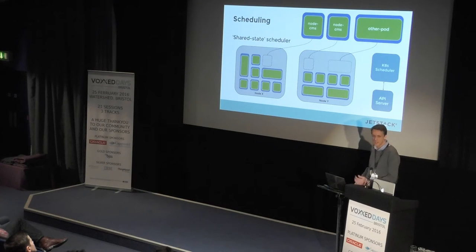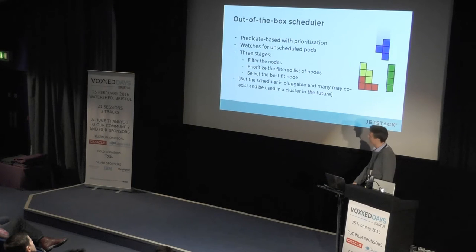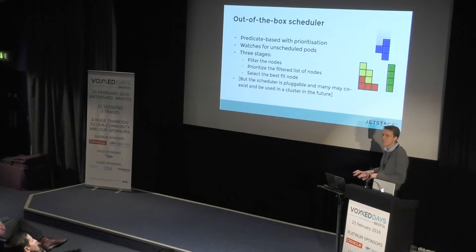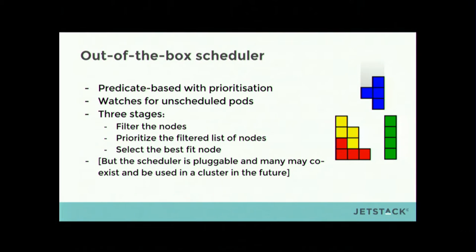It's going to make a decision about where to land this. There's an out-of-the-box scheduler. It's effectively sort of predicate-based with prioritization. Basically, it first of all has a set of rules which it uses in order to create a list, and it then prioritizes that list of nodes to schedule onto. Three stages: filter the nodes, if that's necessary, prioritize that filtered list, and then select effectively the best fit. And what that will do is then put that pod onto the node.